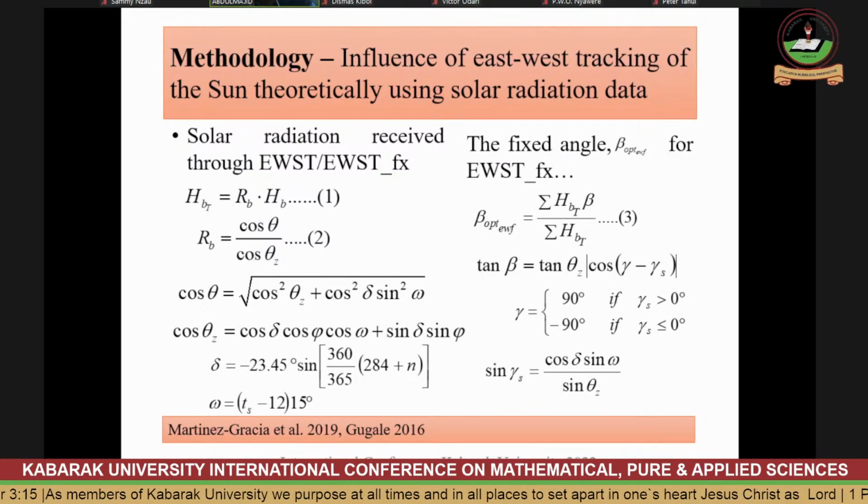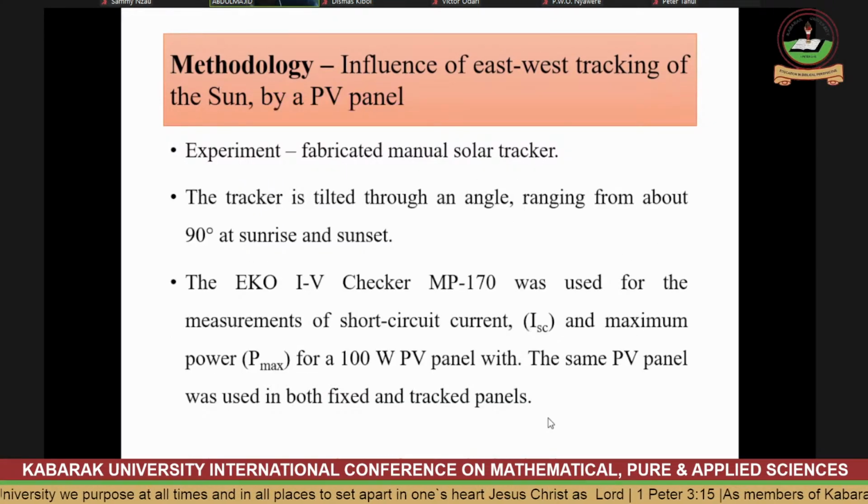As I said earlier, equation number 3 is used to find what we call the fixed angle. This is the angle used in the fixed angle east-west solar tracker. That is the first part, the theoretical analysis using solar radiation data. The solar radiation data gives us HB, the direct solar radiation incident on the horizontal panel, so that we can find HBT, the solar radiation incident on the tilted panel at a particular angle.